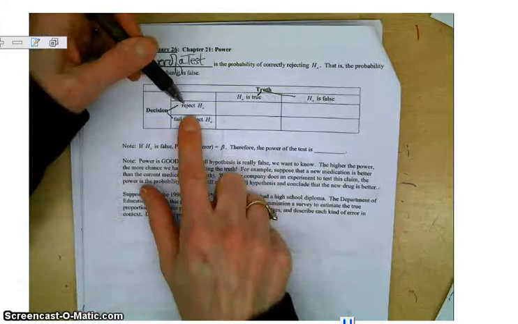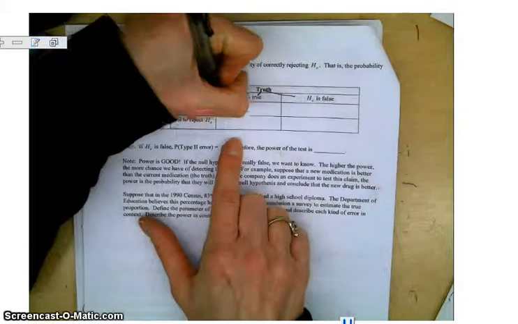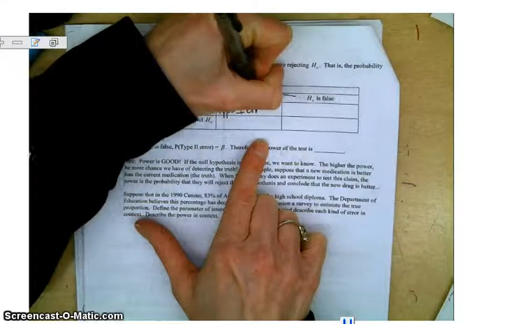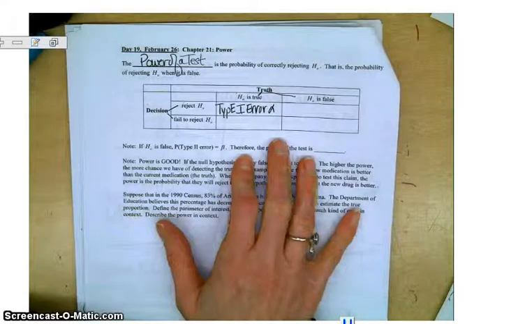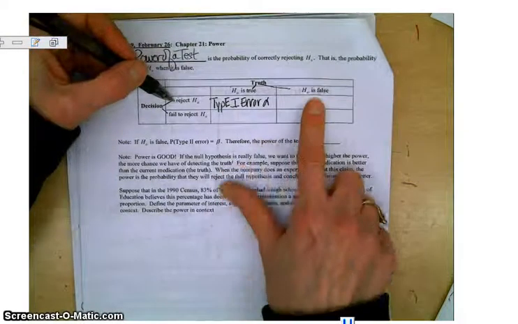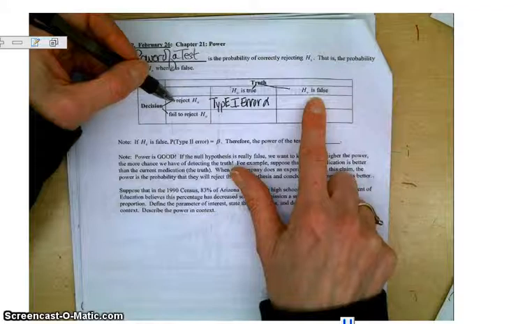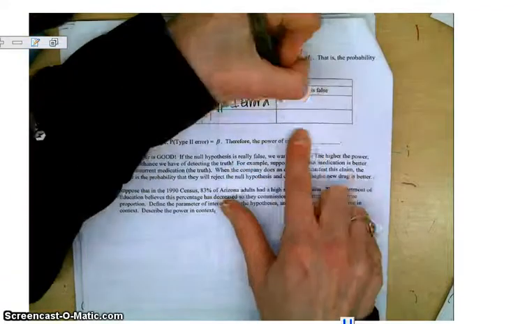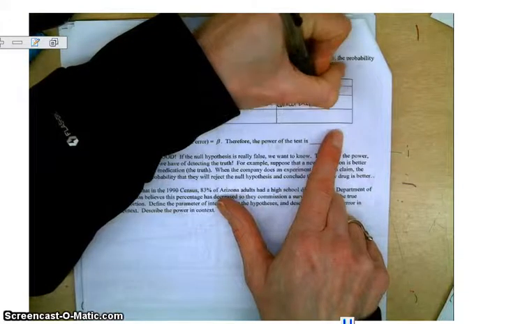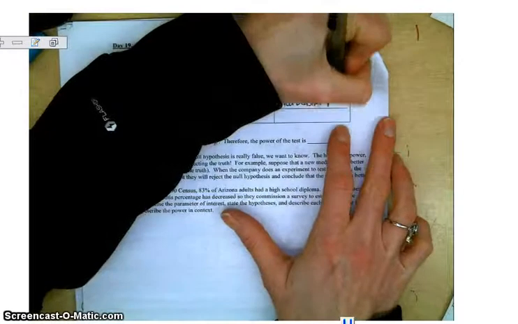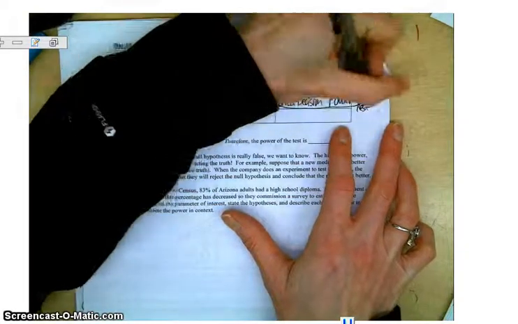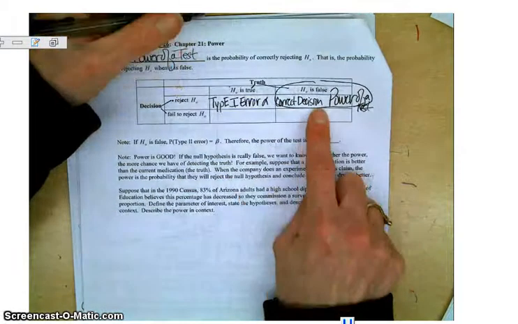So if you reject the null when it's true, that is what we talked about last time, a type 1 error. And the probability of that is alpha. Okay, if you reject the null when it's false, this is the right decision. Remember, it's good. Okay, this is the correct decision. And this is called the power of a test. Right here. Reject the null when it's false.